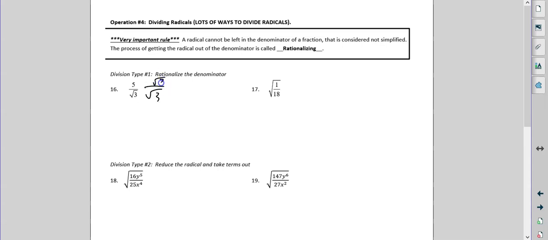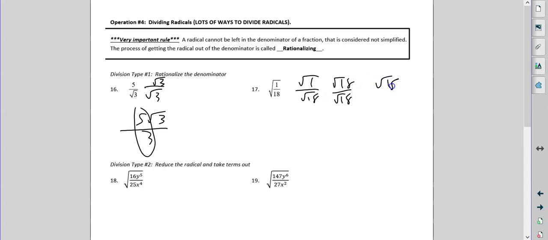But whatever I do at the bottom, I must do the top. So on the top, I get 5 radical 3. And on the bottom, I simply get 3. Always check to make sure these can't be reduced, but we're done on this one. Okay, this is really the square root of 1 over the square root of 18. Now, I could multiply by the square root of 18 and do this. Okay, so on the top, I would get the square root of 18 over 18.